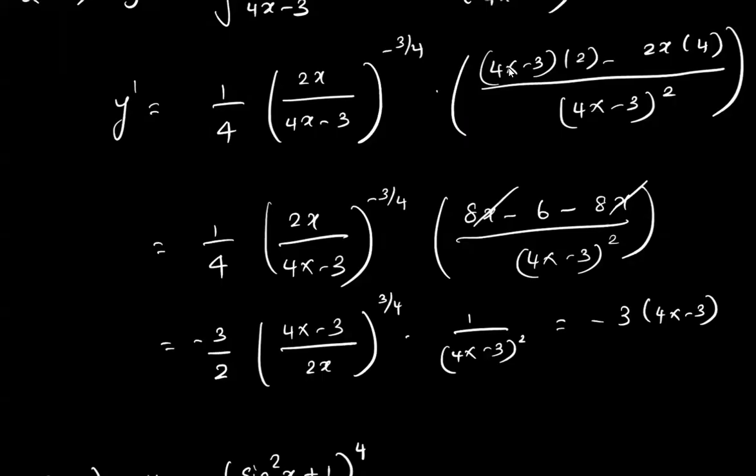So I don't know how much you need to do, but I will just leave it like this. So it will be negative 3 over 2 times 2x to the power of 3/4 and 4x minus 3 to the power of 2 minus 3/4. That is 5/4. So I don't know whether it makes sense to write it like this, but that might be the final answer.